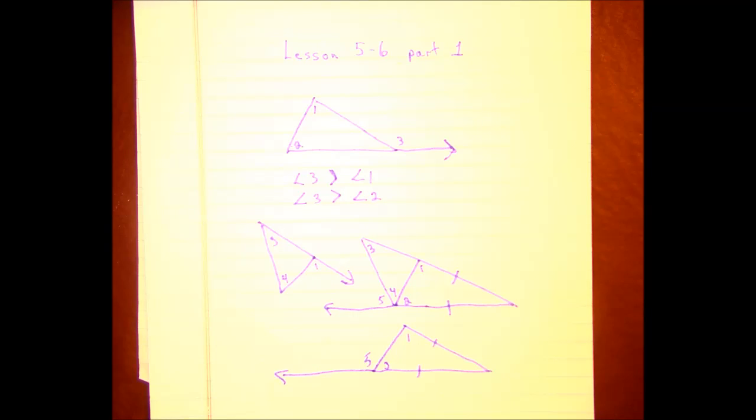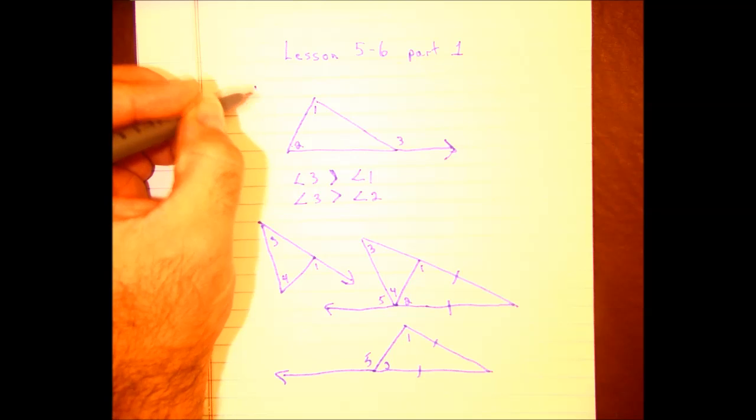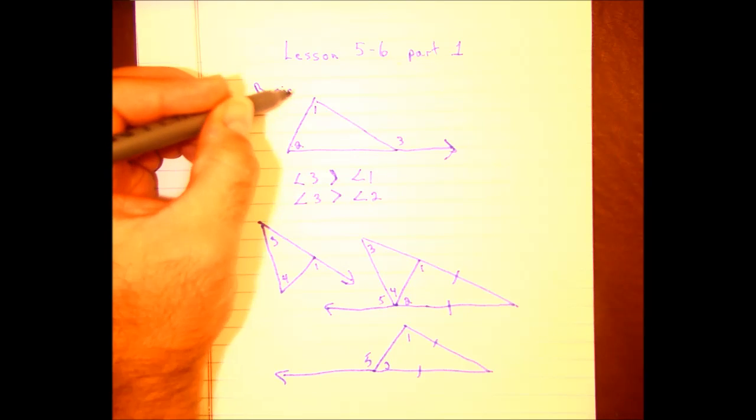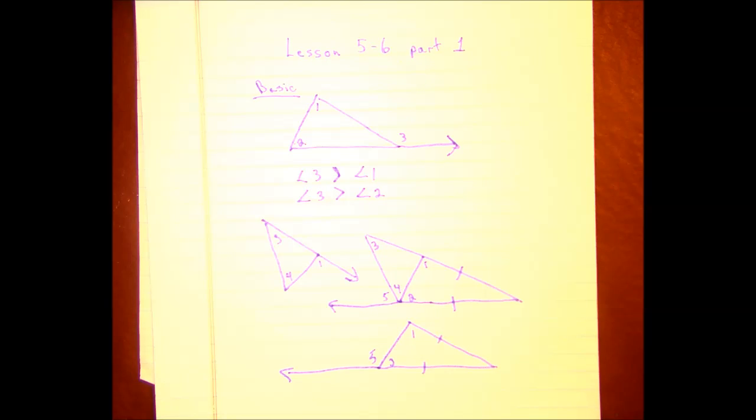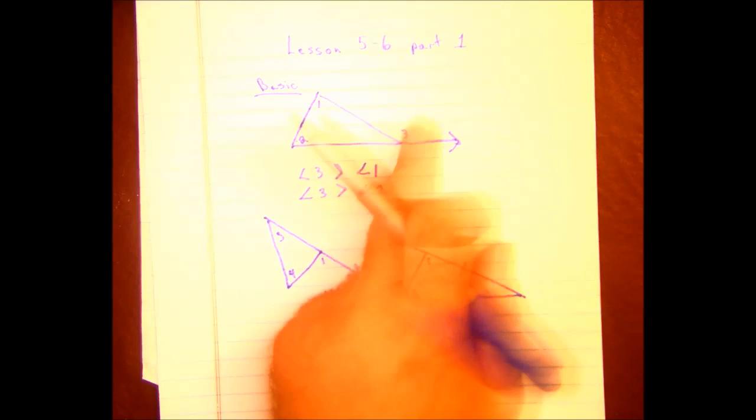Okay, so the secret to this isn't necessarily being able to see it. You have to be able to pull it apart and take it down to its basic components. You want to try and get it to look like this because then this is a lot easier. It's a lot easier to say, oh, 3 is bigger than 1 and 3 is bigger than 2.